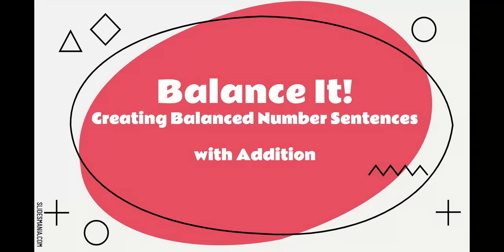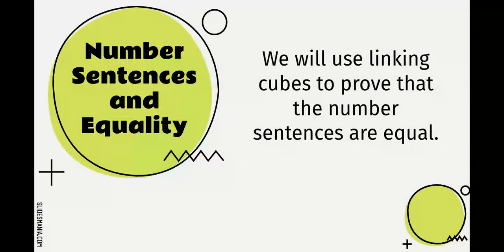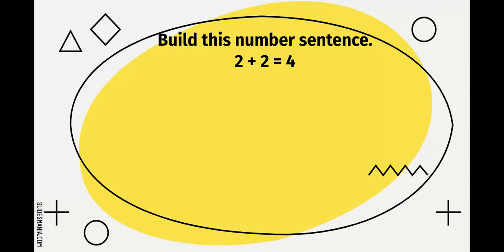Okay, so basically what we're going to be doing is creating balanced number sentences. Now what that means is we're going to be looking at two different number sentences and making them equal the same thing. All right, now let's jump in and let me show you what I'm talking about. We're going to be using some linking cubes to show what we're working on.